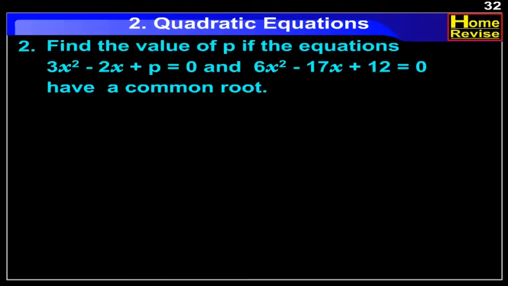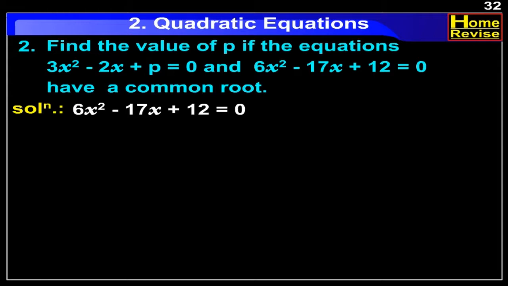Find the value of p if the equations 3x square minus 2x plus p is equal to 0 and 6x square minus 17x plus 12 is equal to 0 have a common root. Solution. Consider the equation 6x square minus 17x plus 12 is equal to 0.